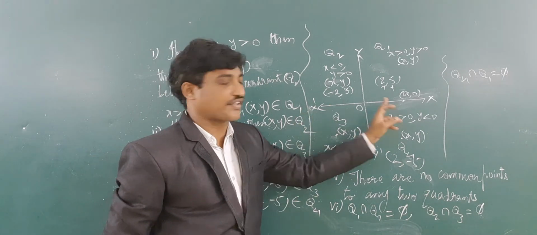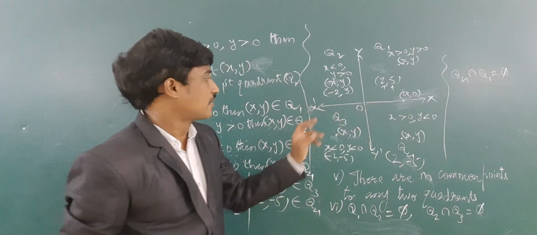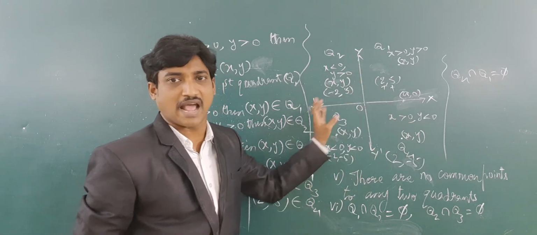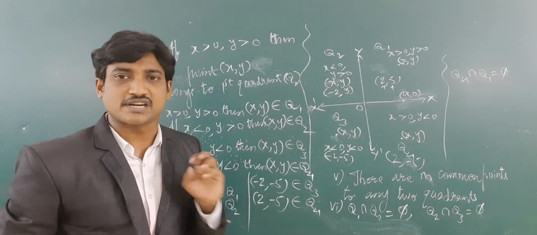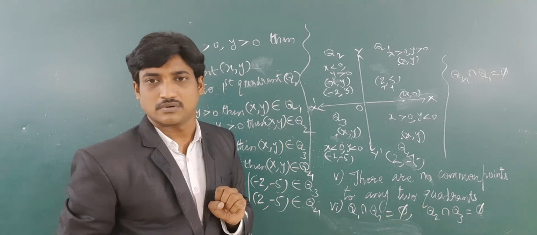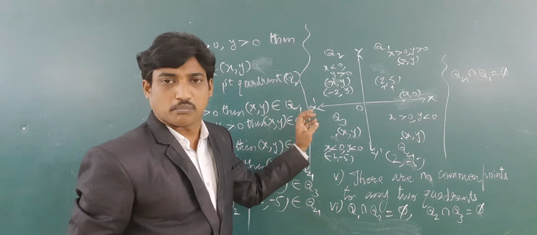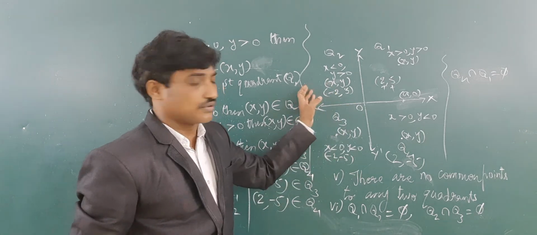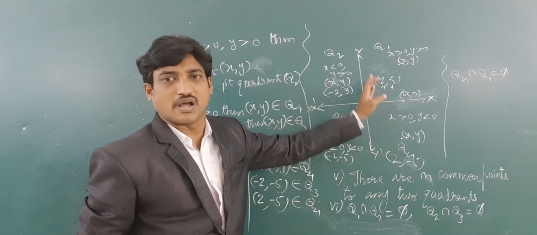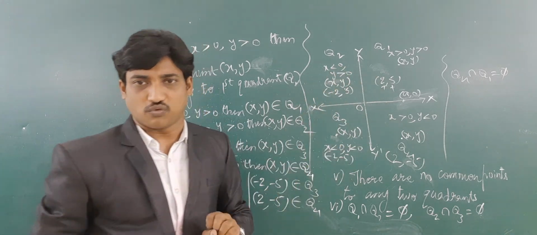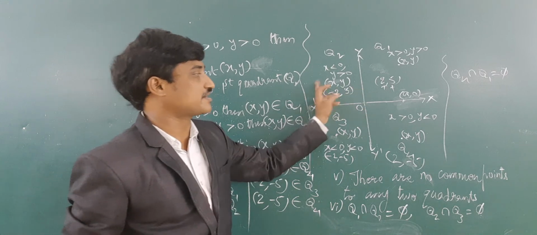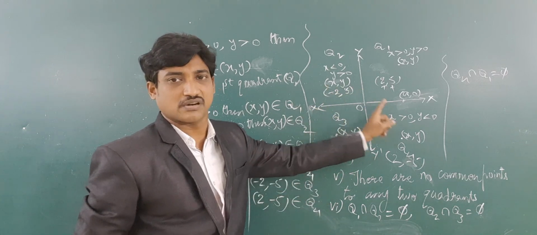So points on an axis, either on the x-axis or y-axis, don't belong to any of the four quadrants. Points in quadrants are different from points on an axis.